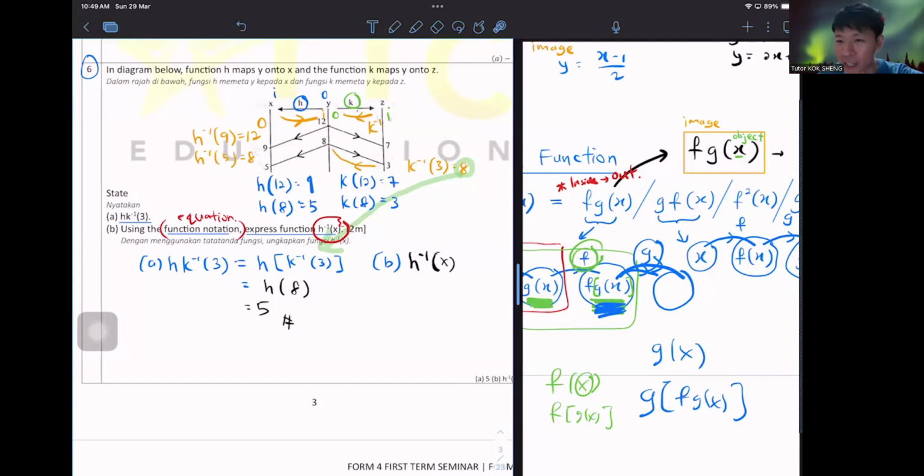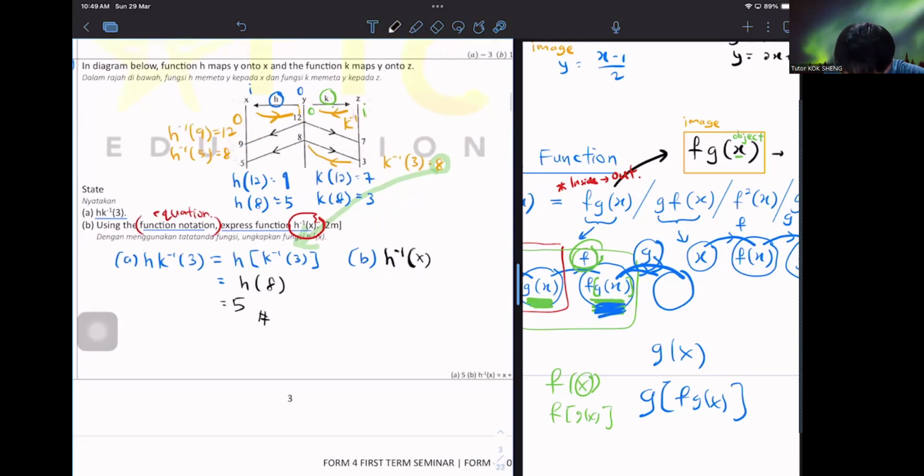I'm not sure if you can see the pattern from these two pairs. 9 to 12 is increased by 3, right? 5 to 8 also increased by 3, right? If you make it simple, don't think too complicated. The object itself increased by 3 to get the image. Object is x, increased by 3, you get the image. So that is your equation for h negative 1 of x.